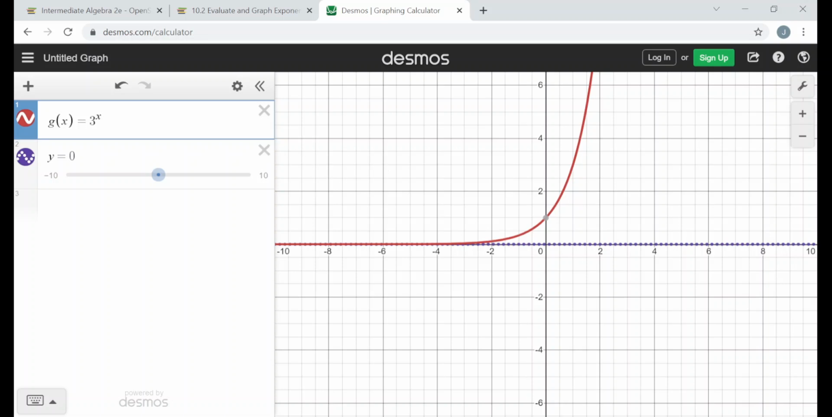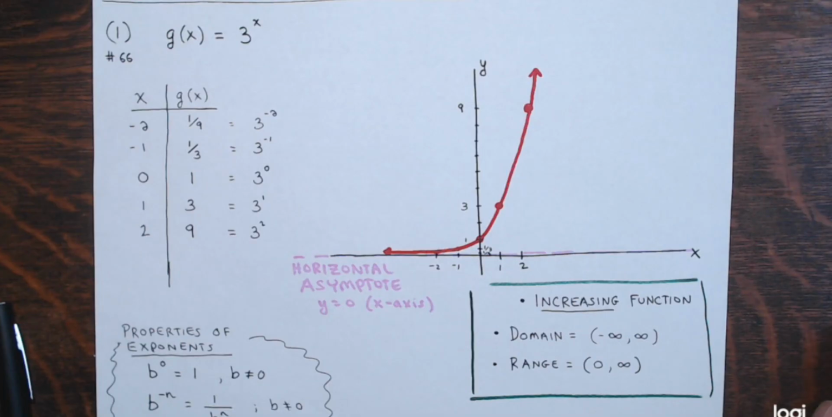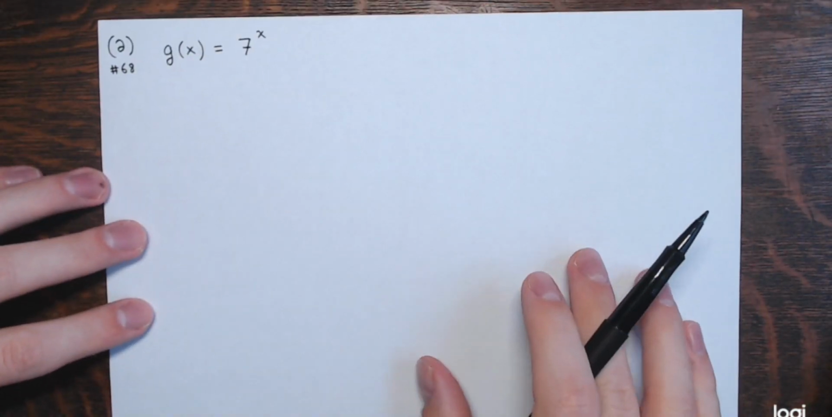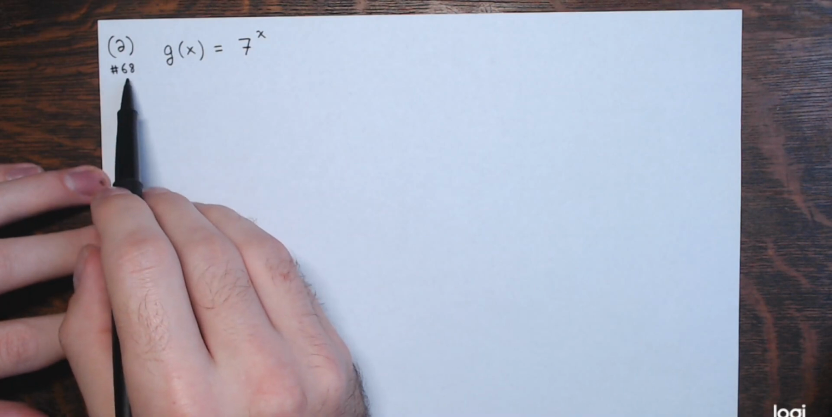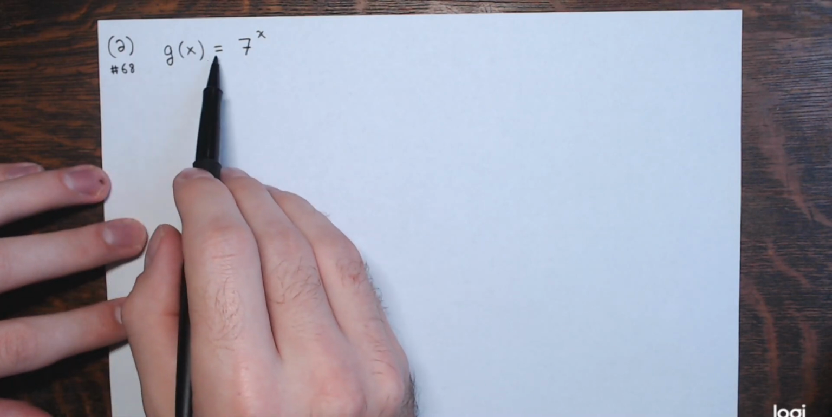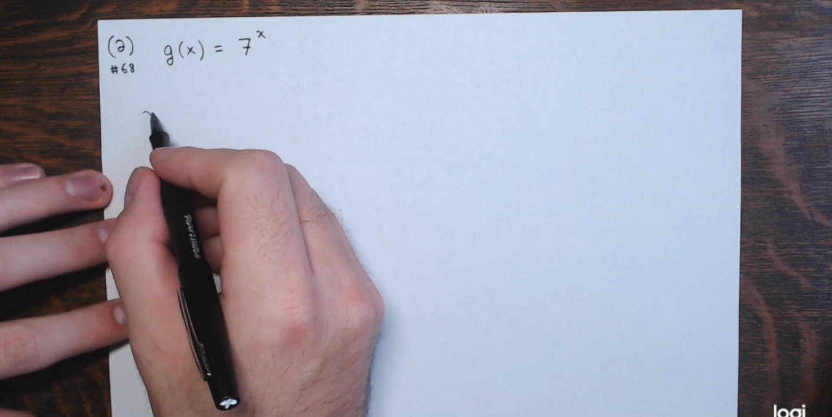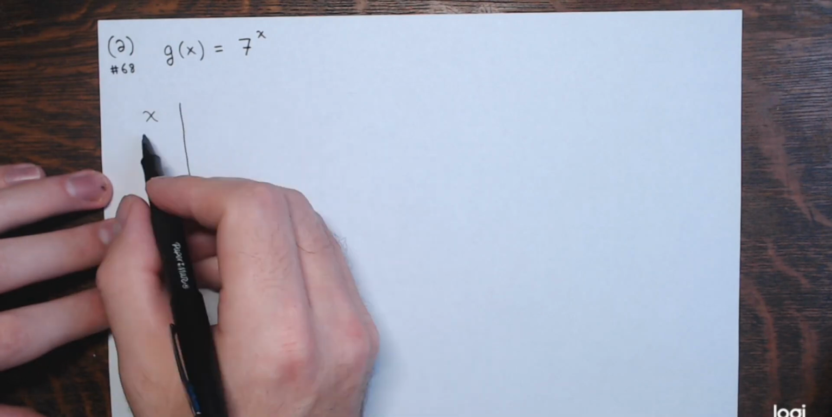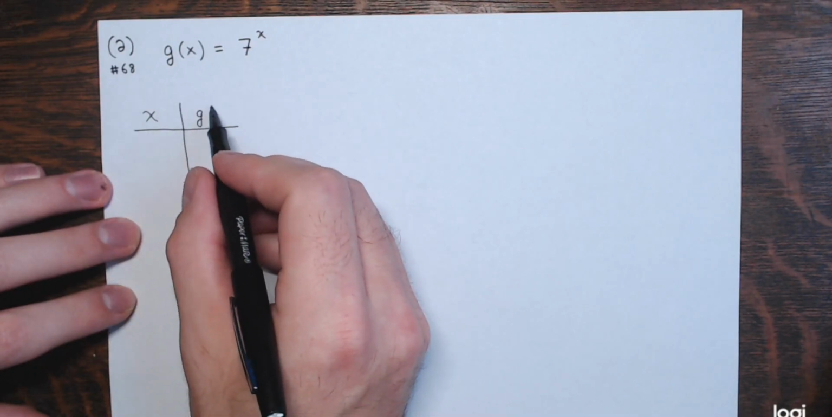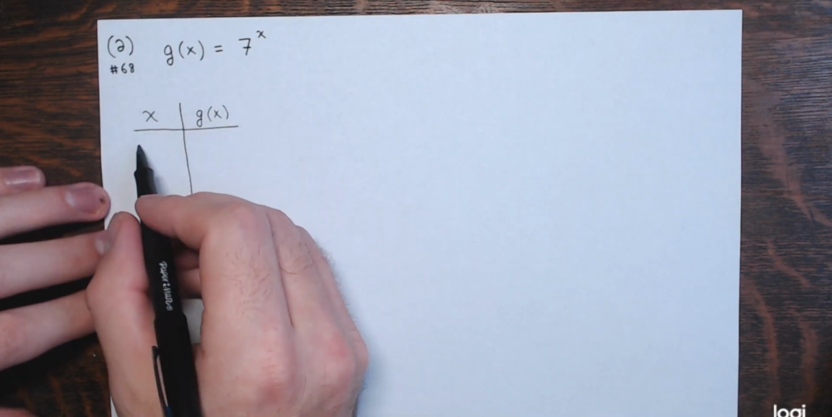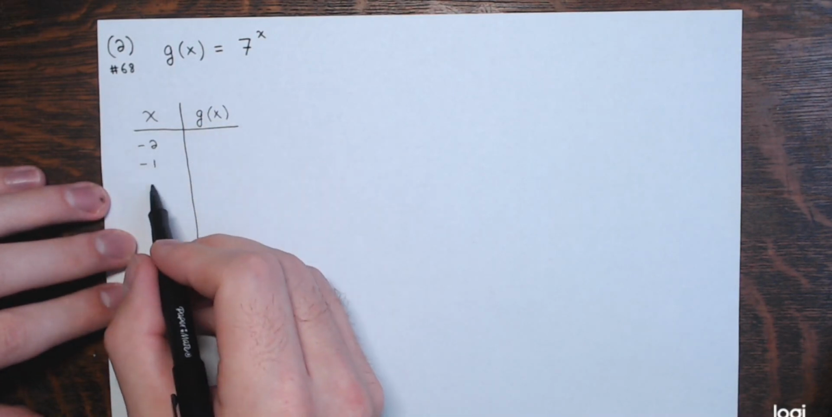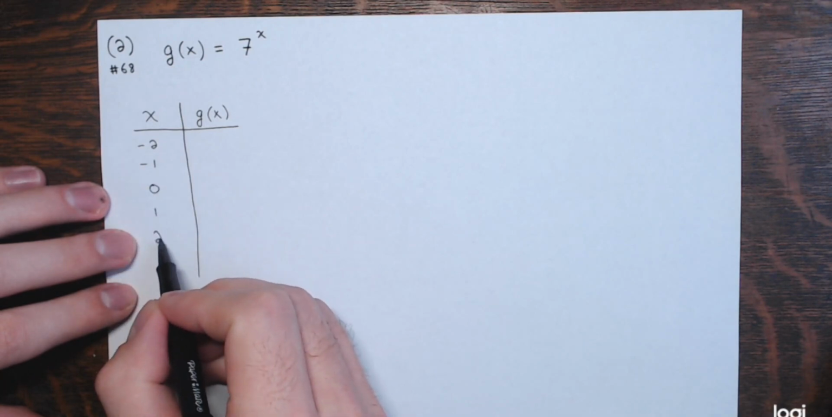All right, so let's go back to our pages. Next question. I'm going to do the same stuff. Number 2, exercise 68. g of x equals 7 to the x power. So the same thing. I'm going to make a little table to start: x, g of x. And I'll plug in those same 5 integer values: -2, -1, 0, 1, and 2.